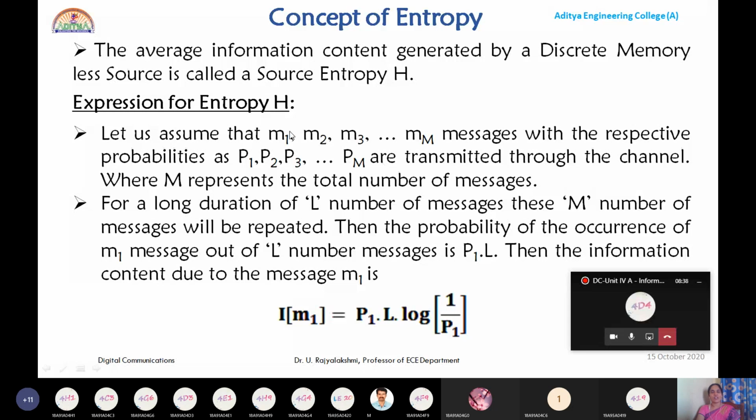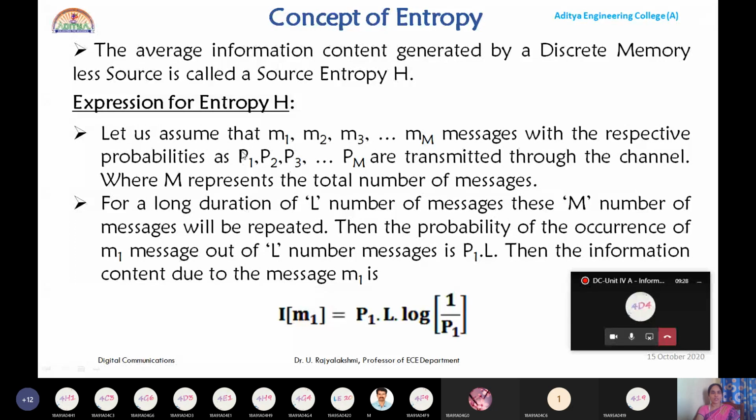Here let us assume that there are capital M number of messages, represented as small m1, m2, m3, like that up to small m suffix capital M. Here capital M represents the total number of messages, with respect to the probabilities P1, P2, P3 and so on, up to P suffix capital M. These are the respective probabilities of the messages, and these are transmitted through the channel.